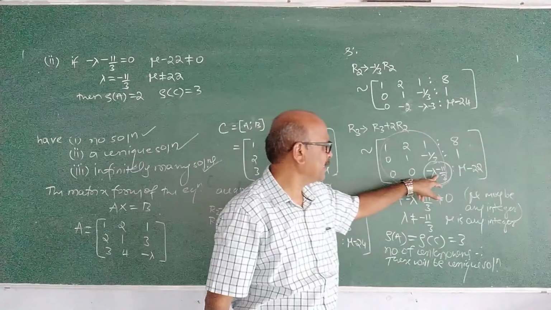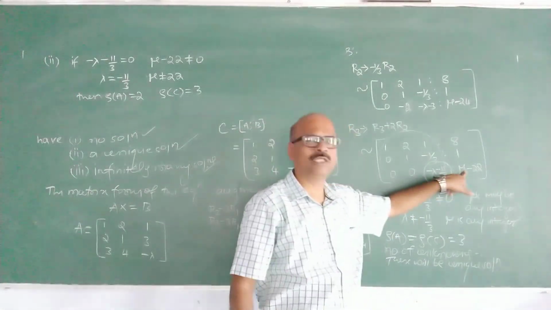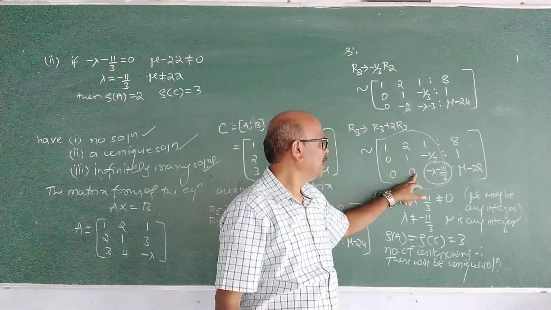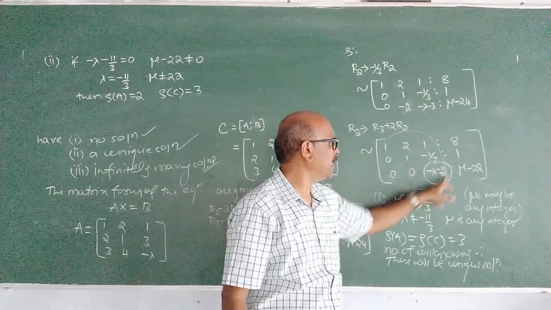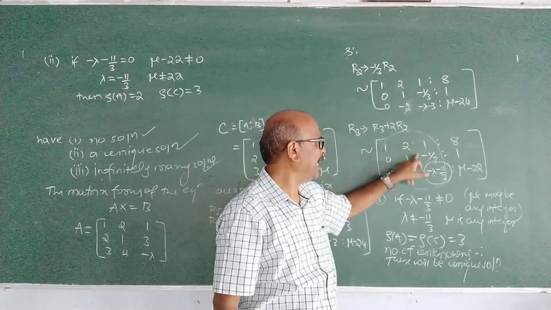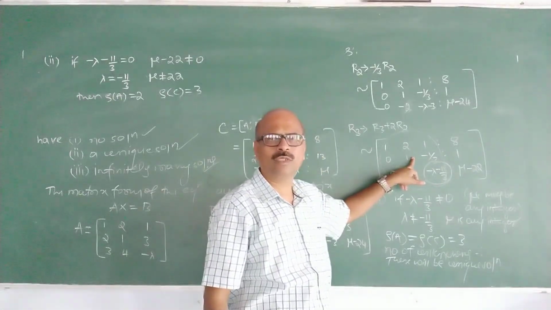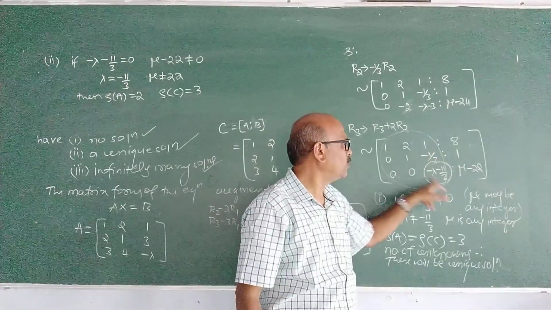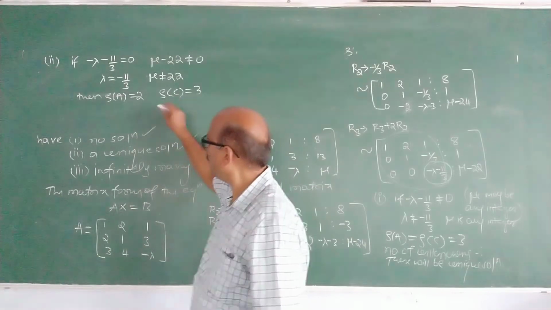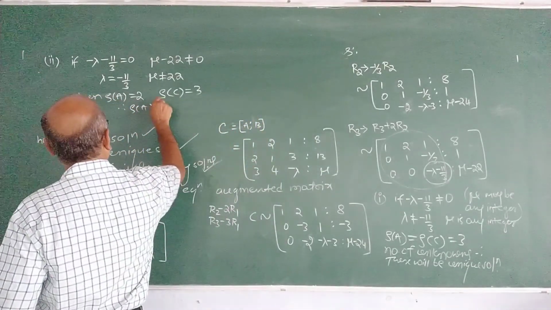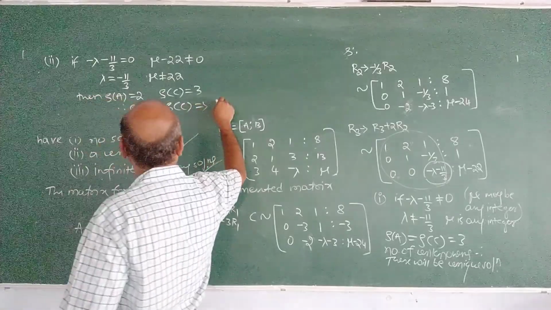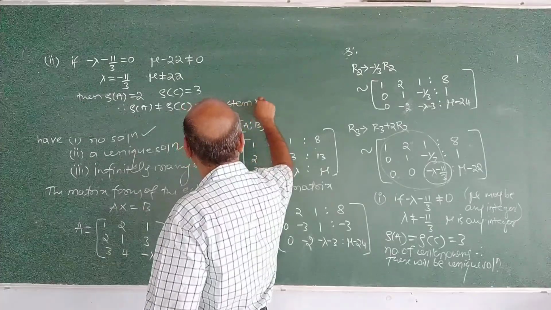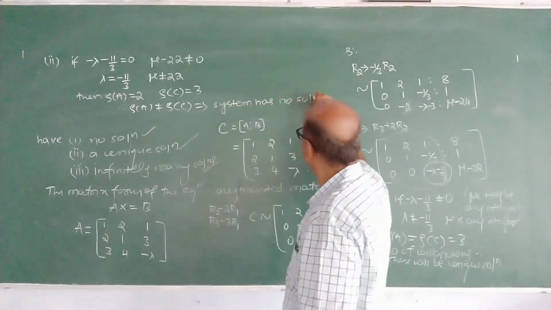The first case is clear. The second case is, suppose this is 0 and this is not 0. Mu minus 22 is not 0. Then what happens? This is 0 means, refer to the coefficient matrix, it becomes a 0 row. Only in the coefficient matrix, a 0 row. And therefore rank becomes only 2. The number of non-zero rows is 2. But since mu minus 22 is not 0, the rank of the augmented matrix becomes 3. Therefore, rank of A is not equal to rank of C. What is the conclusion? This implies the system has no solution. No solution.